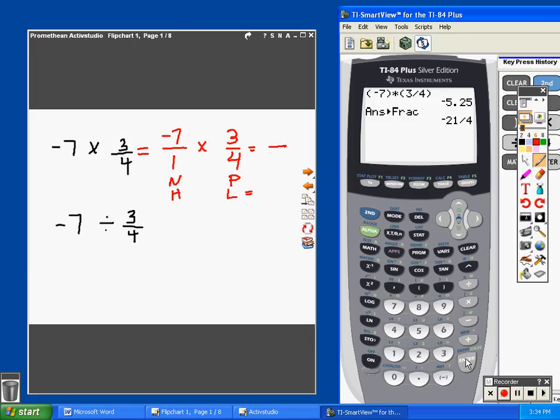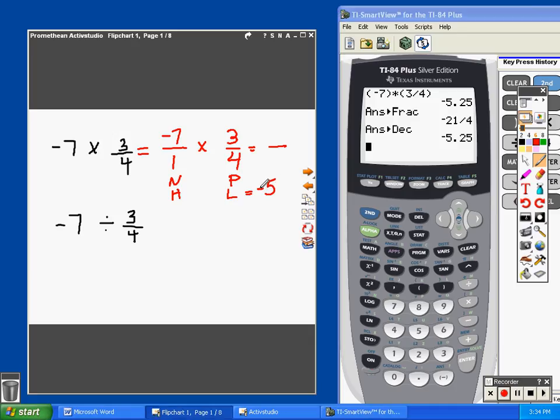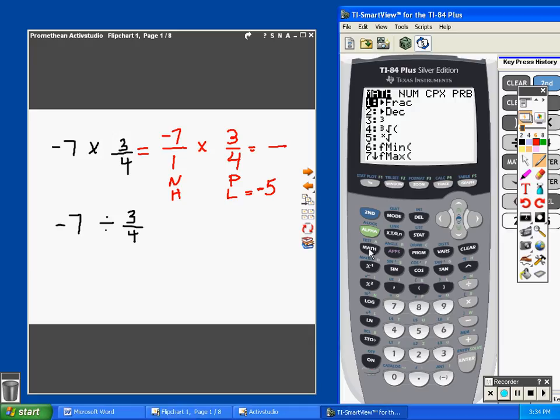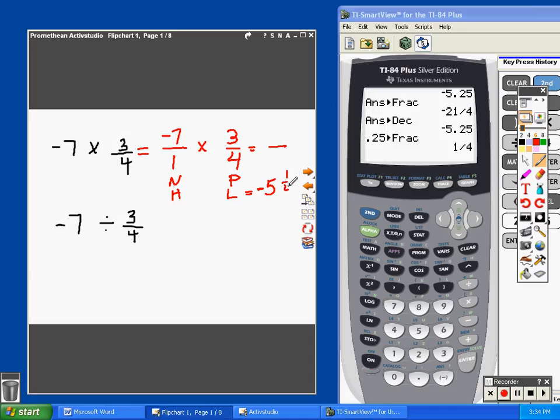Now we talked about together that meant that the whole number was going to be, we got to make it a decimal, so we're going to go back to decimal. And so you get -5.25, which means the whole number is -5. And then to find out what fraction 0.25 is, we're just going to do 0.25 to fraction, enter, and it's 1/4. -5 and 1/4 would be our answer.